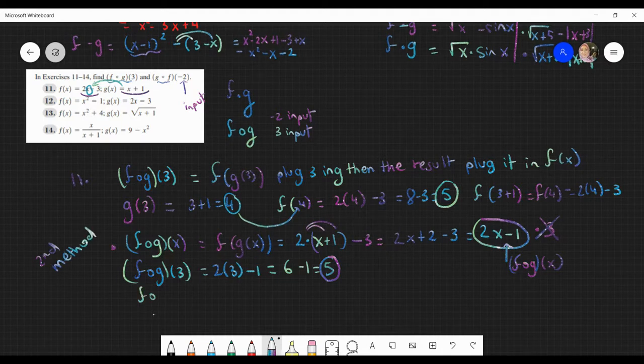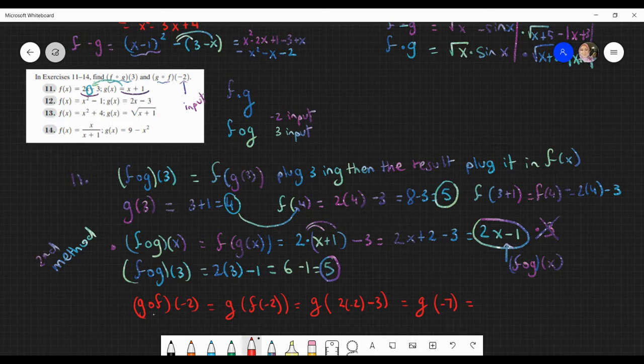And of course, we need to also find g of f of negative 2. This is different from the first one because it's g of f of negative 2, which means plug in negative 2 in f of x, and then plug the result into g. So f of x is 2x minus 3. I'm going to plug negative 2 in it. So it will be g of negative 4 minus 3, which is negative 7.